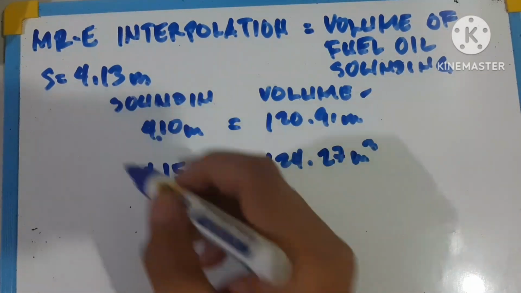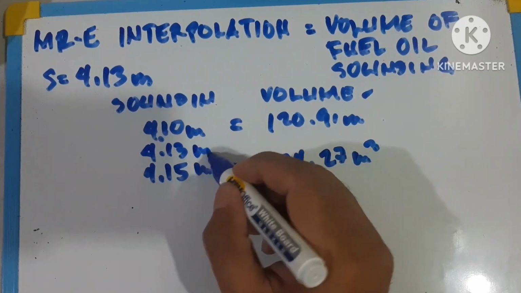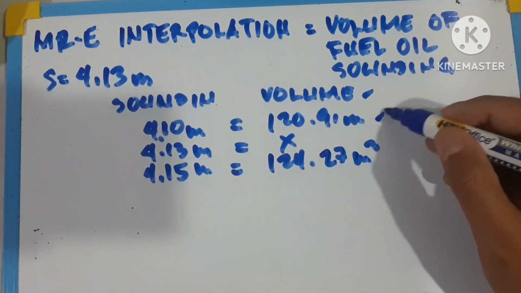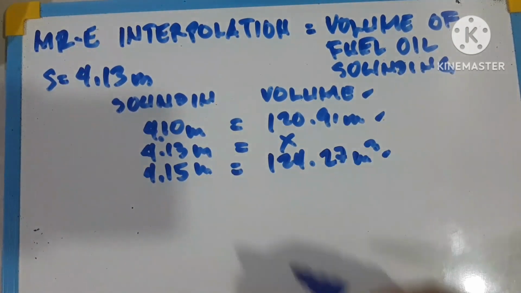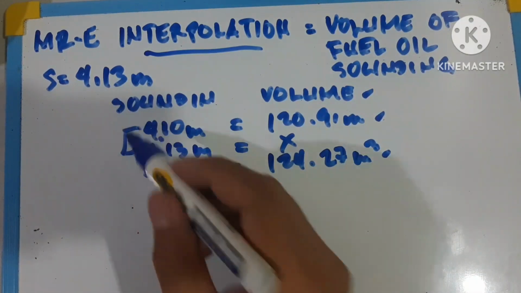But what we get is 4.13. Our sounding is 4.13 meters. So we need to know the value of this, which is in the middle of these two values. Let us consider this value as x. So using interpolation, we are going to do this.